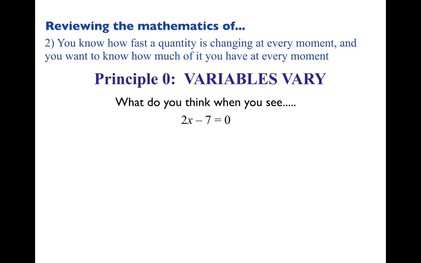maybe, oh, I need to solve that and find the value of x, right? And so you may be thinking x equals 3.5. When you see 2x minus 7 equals 0, you think, oh, x equals 3.5, okay? And that's natural. You've been trained for years to solve equations. All right, so the question is, could x be 4 or 10 or negative 0.5? Could it be?